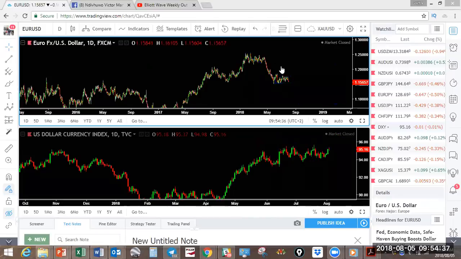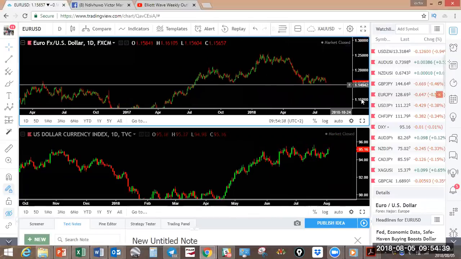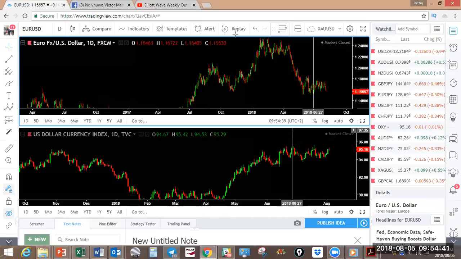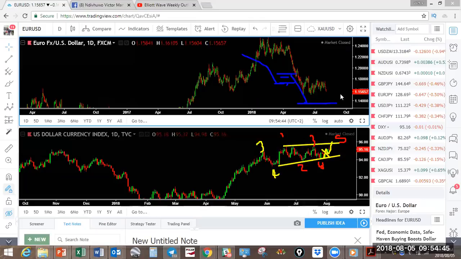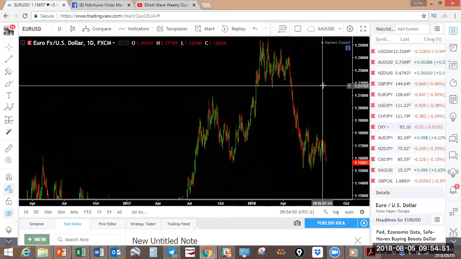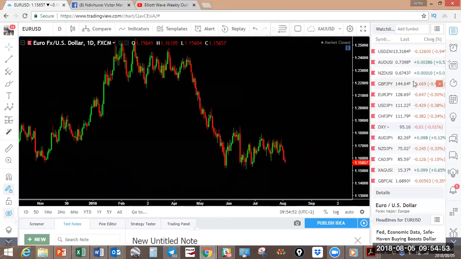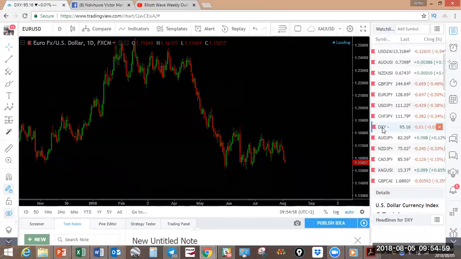Now the clear structure is with the DXY. So let's look at this DXY. I'm going to look at the DXY now before we look at Euro US dollar, because that structure is very clear. So I'm going to go back to one chart. Let's look at the DXY dollar index and see something very interesting.